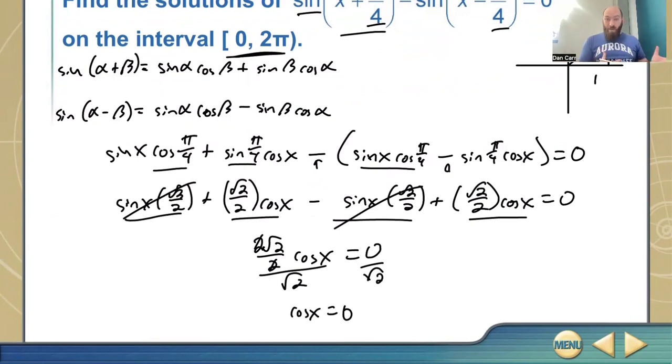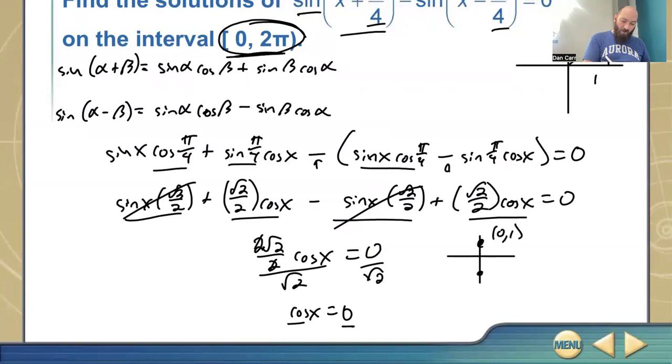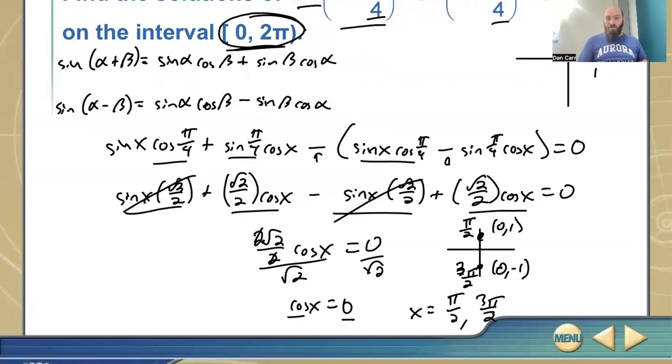This is just like we've done in the past with our solving. When does cosine equal 0 on the interval 0 to 2 pi? If I model that real quick, cosine equals 0 at two locations. It happens right here and right here, (0, 1) and (0, negative 1). So this one is pi over 2, and this is 3 pi over 2. Again, very specifically, I want to put this between 0 and 2 pi. So my answers for x are pi over 2 and 3 pi over 2, both of them for my two answers there.